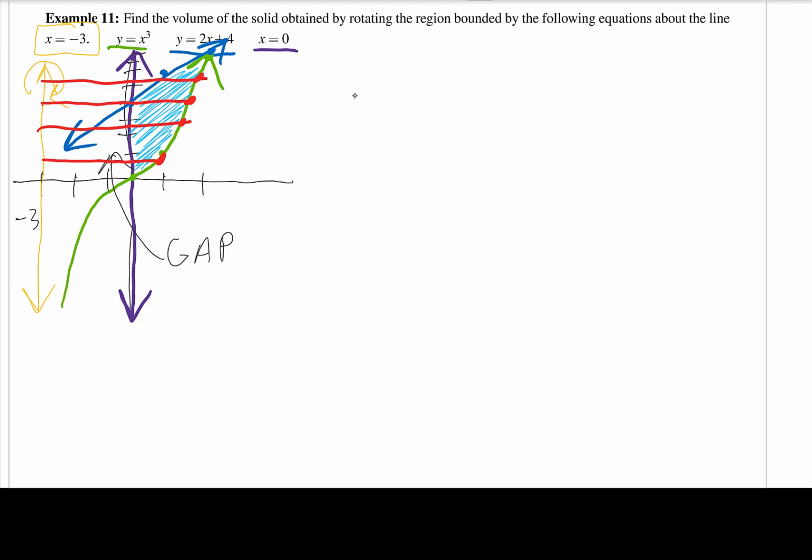However, notice that my inner radius for these lines is here. However, my inner radius for this top red line is going to be here, which means that my inner radius is changing. And where it's changing is right at this area right here. So what I'm going to do is take this red stuff away.